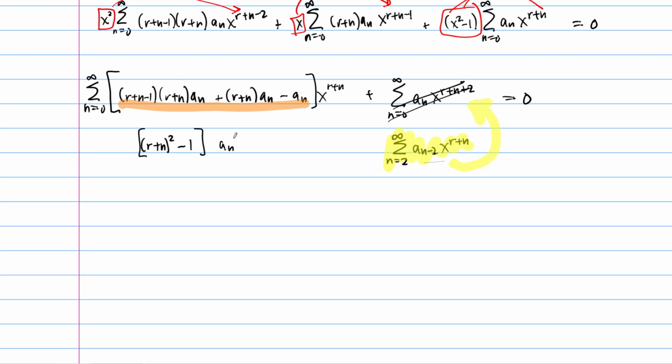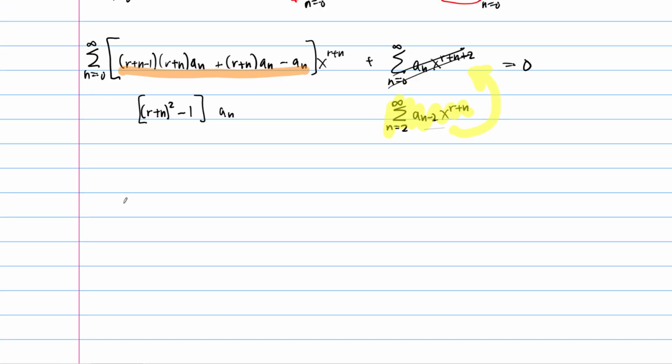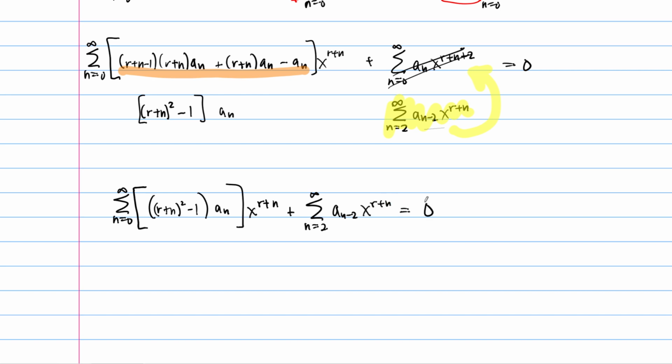So let me rewrite what we have here before we start trying to simplify it even more. This one's going to be the sum of r plus n quantity squared minus 1 a sub n x to the power r plus n. That started at 0. And this one is the sum, n starts at 2 to infinity, a sub n minus 2 x to the power r plus n. This whole thing equals 0.